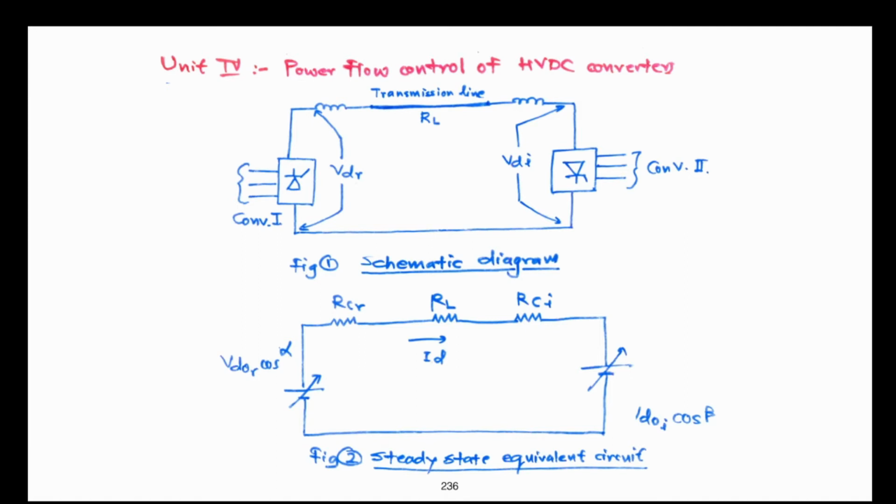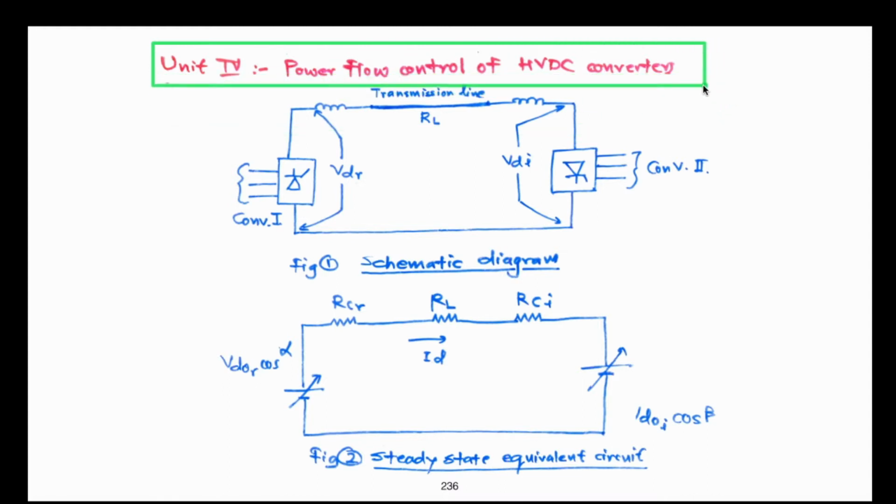We are going to start with the fourth unit, that is power flow control of HVDC converters. Please understand that so far we have studied the details of HVDC scheme, types of HVDC links, and the study of arc electrodes and multi-terminal HVDC systems in the earlier chapter.